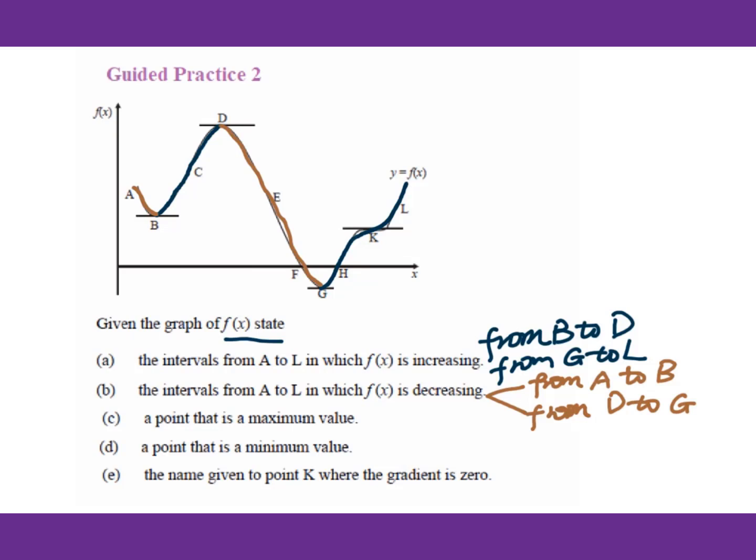Look at a point that is a maximum value. That means D. A point that is a minimum value means B or G. The name given to point K where the gradient is 0 is a stationary inflection.